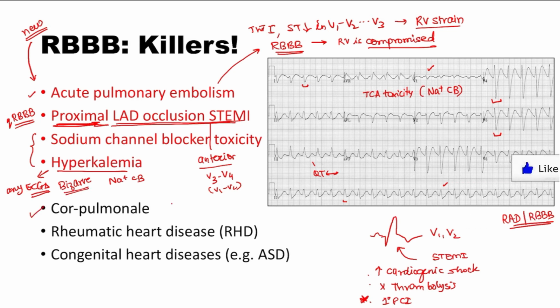However, right bundle branch block can also be present in other conditions like cor pulmonale, typically seen in COPD patients, various cardiomyopathies, various rheumatic heart diseases, and some congenital heart diseases as well. So these are some of the etiologies of right bundle branch block.